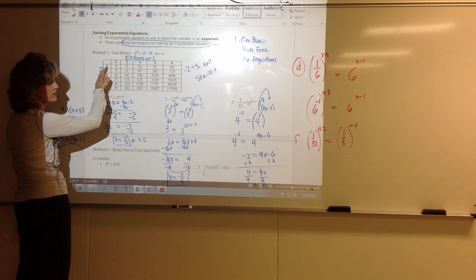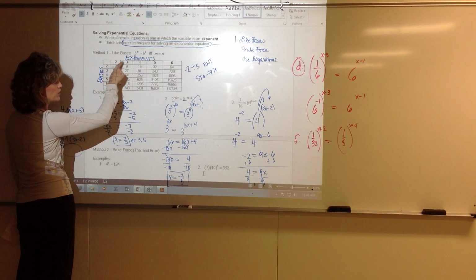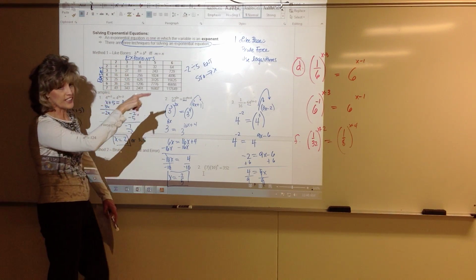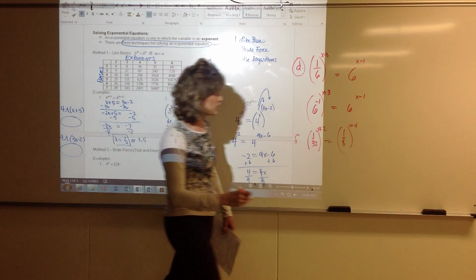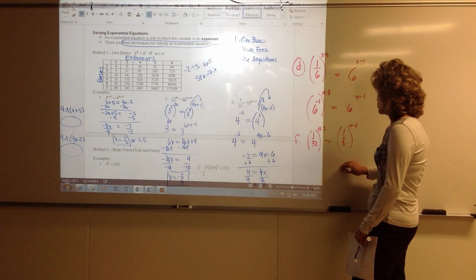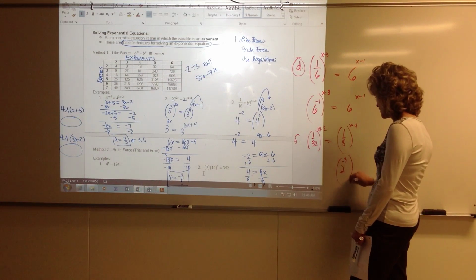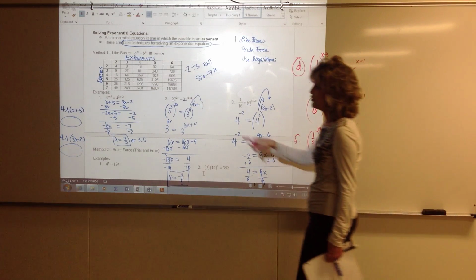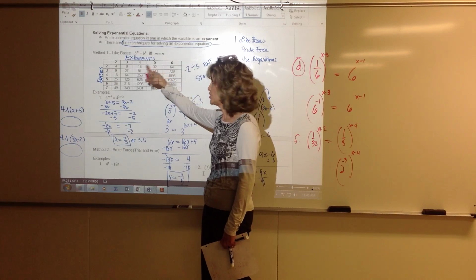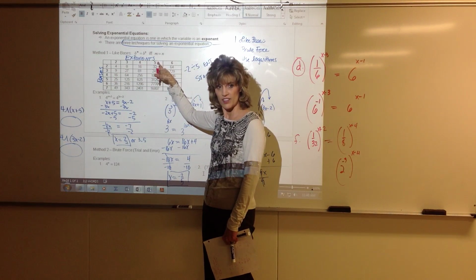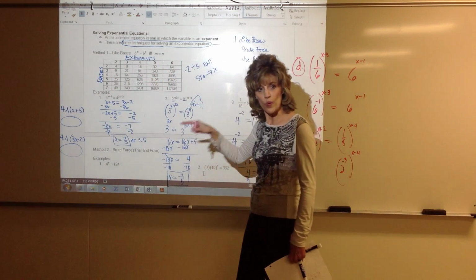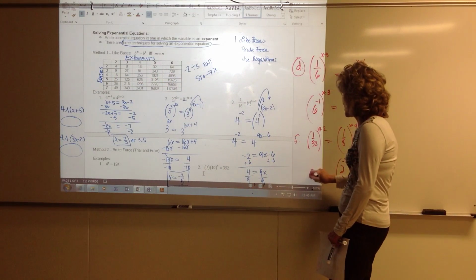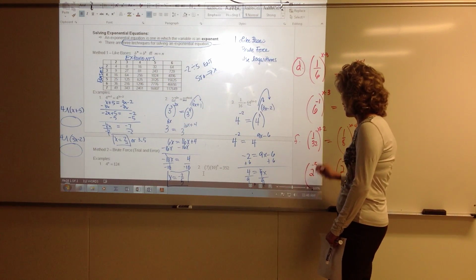How do you say 8 using a base of 2? 2 to the third will give you 8, and if you really need 1 over 8, you're going to have to have 2 to the negative 3, then still x minus 4. 1 over 32, well, if you want 32, it's 2 to the 5th. If you want it to turn into 1 over 32, it has to be 2 to the negative 5th.